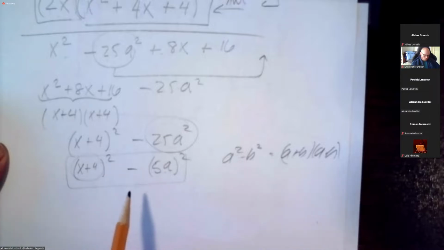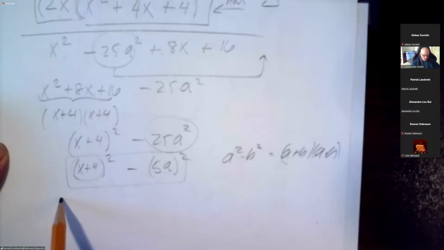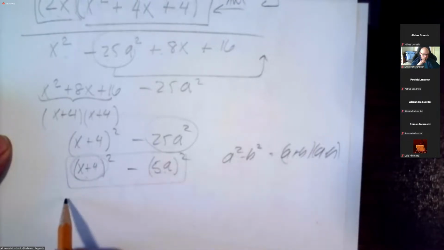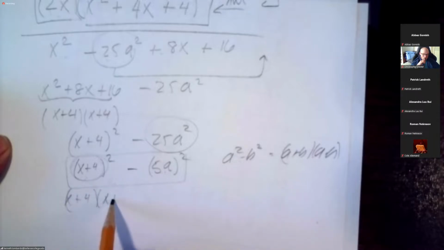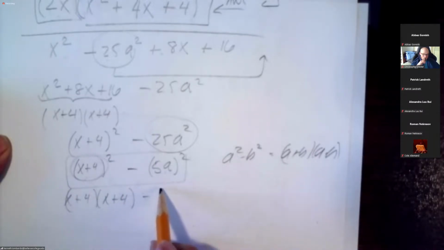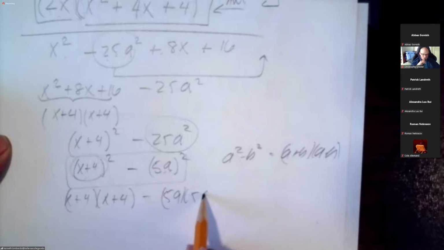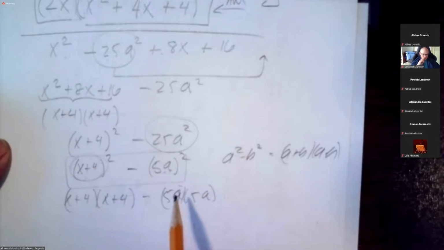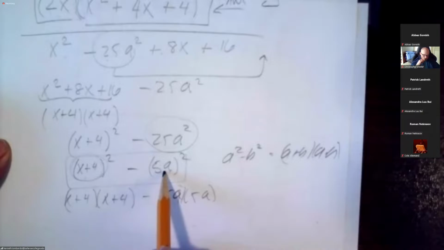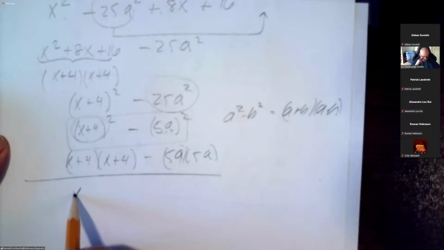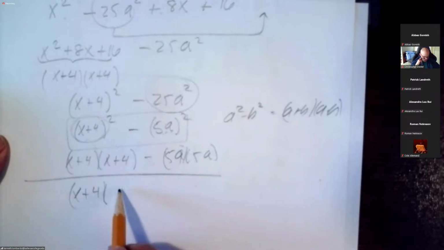Is it X plus 4 minus 5A times X plus 4 plus 5A? Sure, why not? So here we have X plus 4 times X plus 4, X plus 4 minus, and what do we have here? That's the same thing, isn't it? That's just 5A times 5A. So we could just write it as X plus 4 plus 5A and then another parentheses, X plus 4 minus 5A.